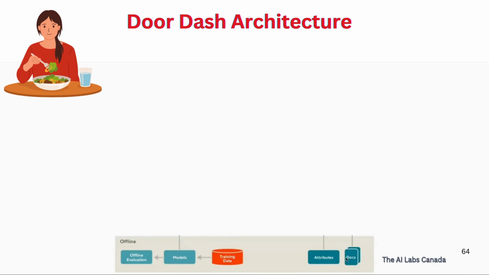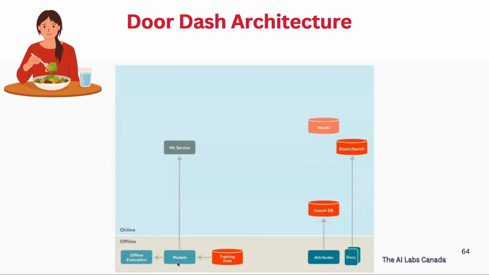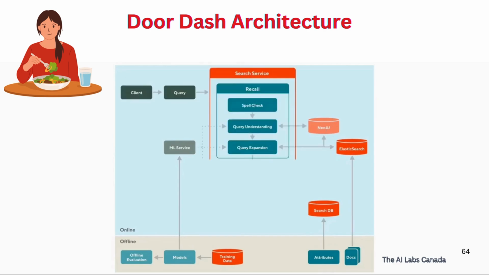Another example is the DoorDash architecture. So in their offline store, they use all the restaurants. This is the document of their restaurants and all the attributes associated with these restaurants, like the metadata, and training data for their models. What models they train, all the models go to the machine learning service. All these are the artifacts that we use. So all the attributes go to the search DB, and the document store goes to Elasticsearch, and documents go to Neo4j. It's used as a knowledge graph here. We'll talk about it later.